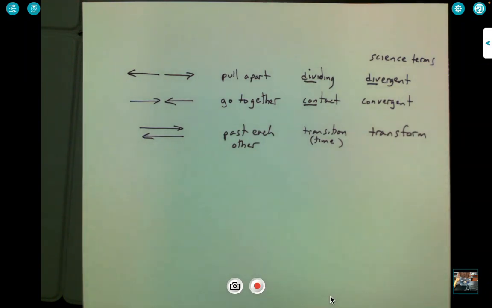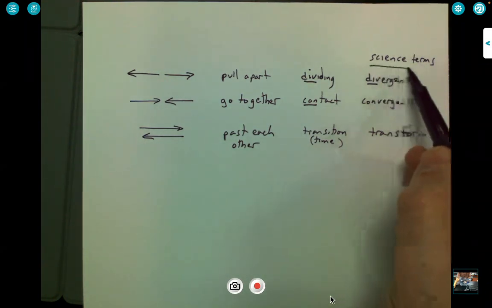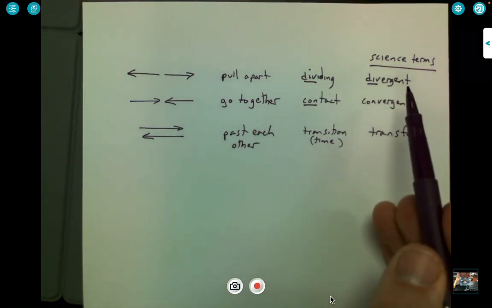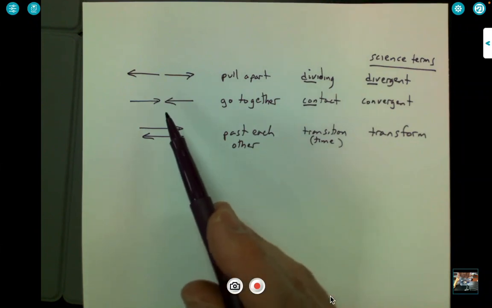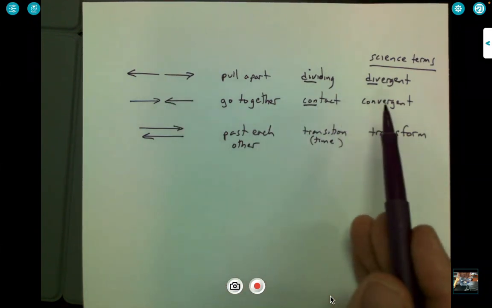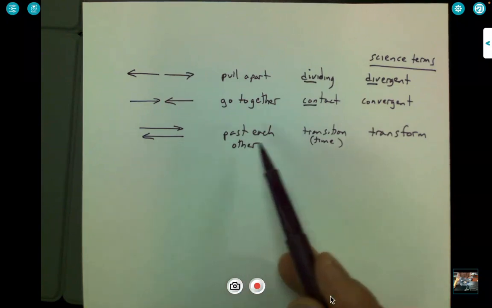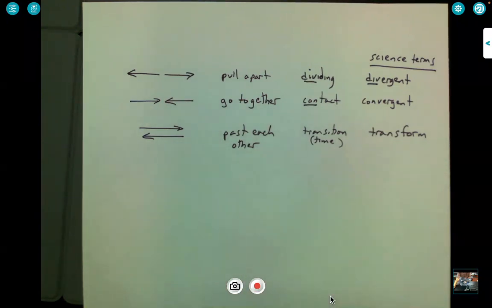So in the future now, we want to start using these science terms. If we talk about plates going away from each other, we want to start using the word divergent. If they're going to come together and collide, we want to use the word convergent. And if they're going to pass each other, we want to start using the word transform plates. Okay, so that's just a change. So that was one thing we did.